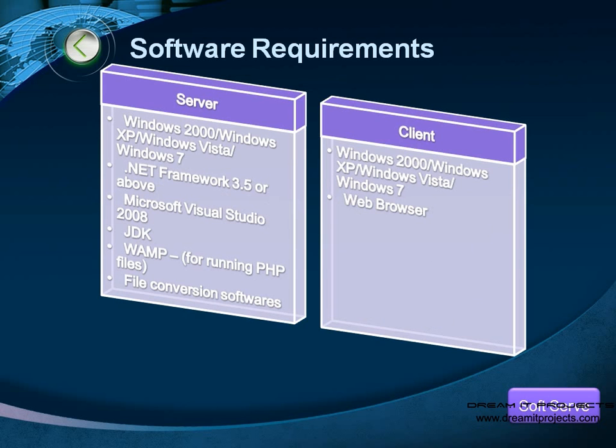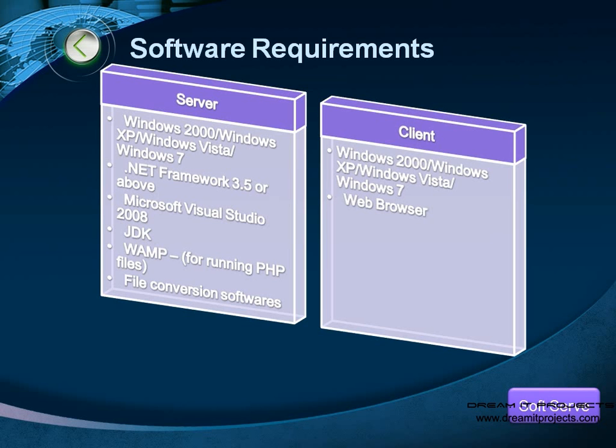Similarly for the software requirements, the mention here is keeping in mind the scope of the project. For the scope of this project we are basically including compilers, some file conversion software and all those things. So keeping that scope in mind, the software is mentioned here. In future scope you can include many other software as well, depending on what services you are providing to the user. As a server, we have Windows 2000, Vista, 7, anything.